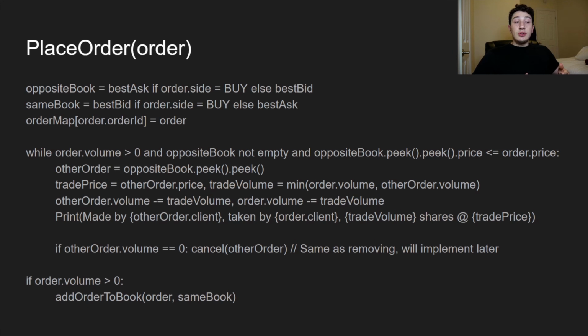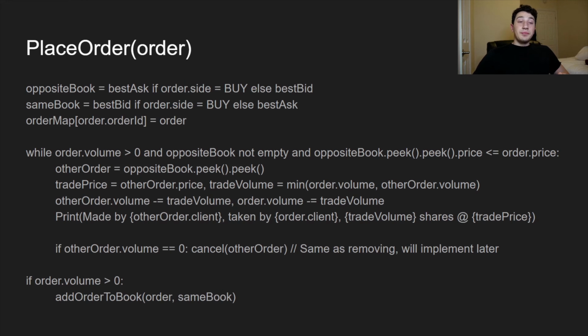We're going to have to adjust both our order's volume and the other order's volume by subtracting the amount of the trade volume. Then finally, the last piece of the puzzle is saying if the other order no longer has volume left, we can remove it from our book. And we can do that by calling the cancel method. I'll go into the cancel method in a little bit because we've extracted it away for now. But it's effectively just going to remove the other order from the limit order book.